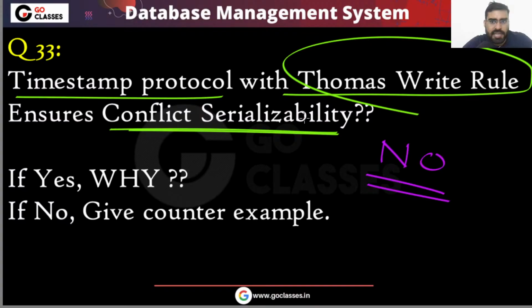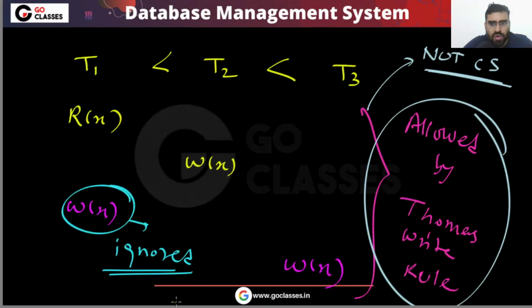So ultimately, can I say Thomas Write rule ensures conflict serializability? Can I say Thomas Write rule will guarantee conflict serializability? Using Thomas Write rule, can I say only conflict serializable schedules will be generated? The answer is no. Using Thomas Write rule, non-conflict serializable schedules also can be generated.